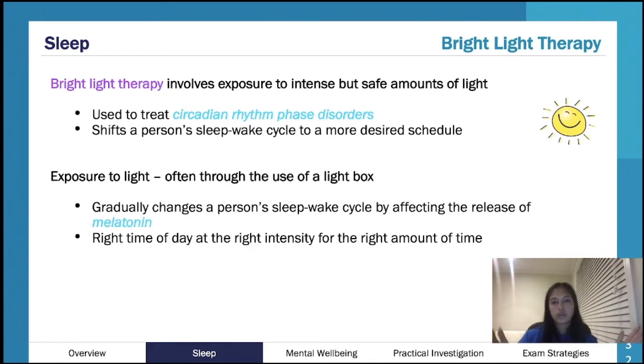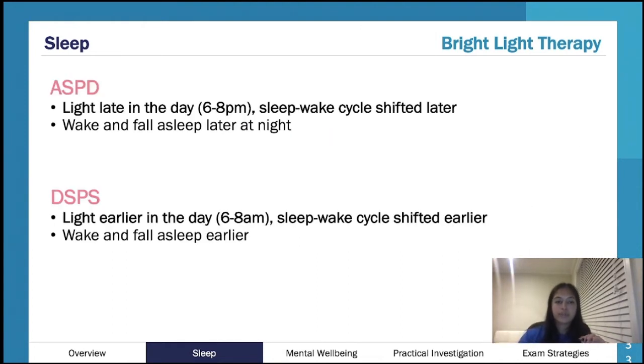So we generally do it through a light box. It's just what it sounds like, a box that emits a lot of light. You have to use it at the specific time of day, obviously, and you have to use it at the right intensity and for the right amount of time. Obviously, too much or too little light is not really good for you either.